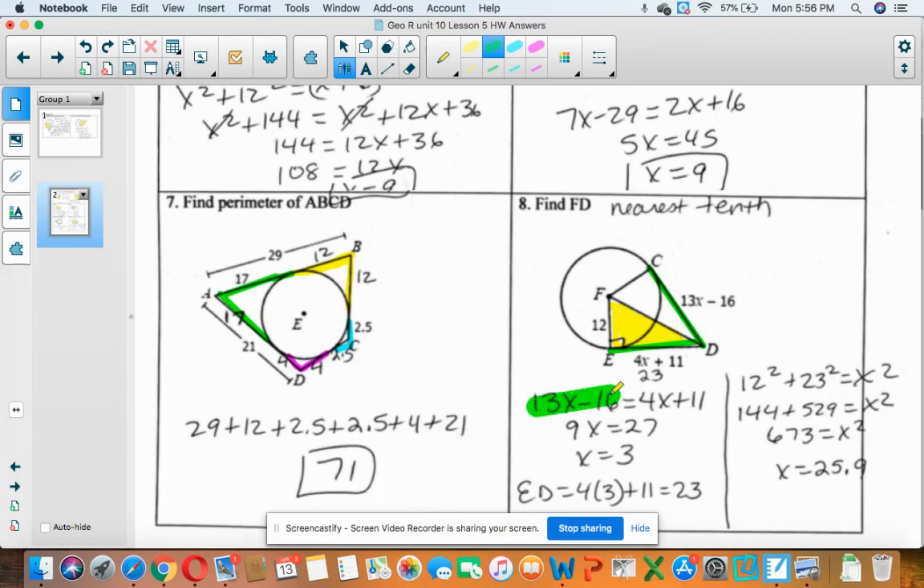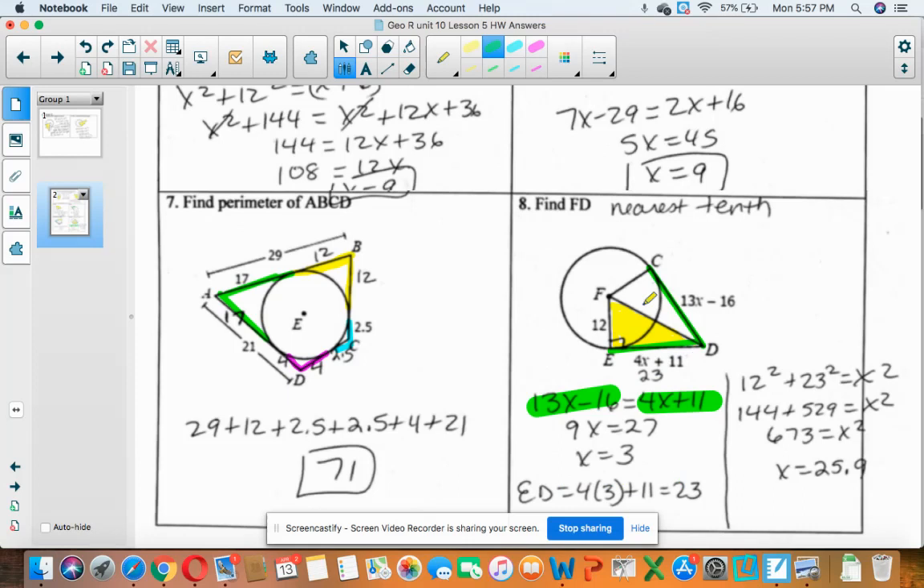So here they are. I have 13x minus 16 and 4x plus 11. So I set them equal to each other and solve for x. I subtract 4x and I get 9x. I add 16 to the right and I get 27. Divide by 9, x is 3. Now, once I know x is 3, I'm going to substitute it in. 4 times 3 plus 11 is 23. And I did that down here as well. So now I know this side is 23.